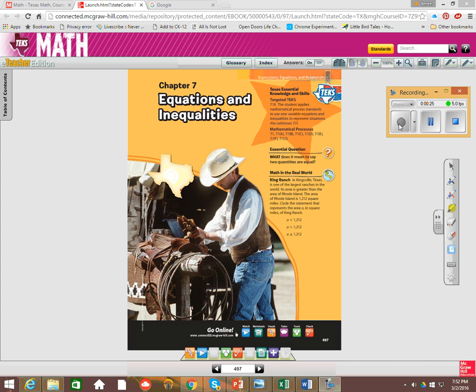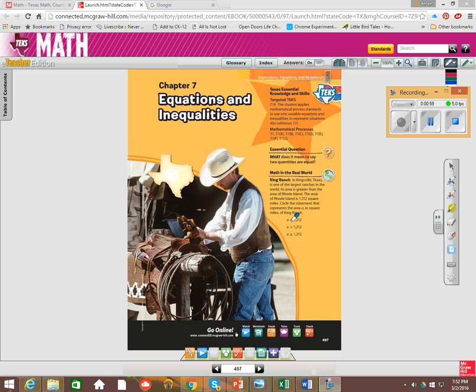And a real world problem underneath is King Ranch in Kingsville, Texas is one of the largest ranches in the world. Its area is greater than the area of Rhode Island. The area of Rhode Island is 1,212 square miles. Circle the statement that represents the area A in King Ranch. So it is greater than. So what you have to do, you have to look at which choice shows greater than.